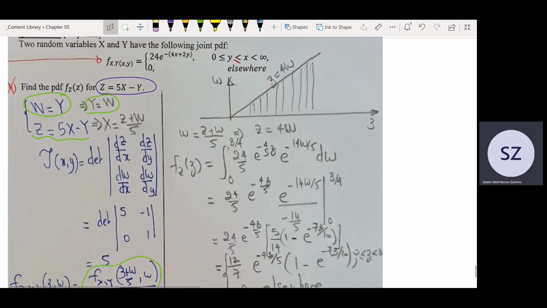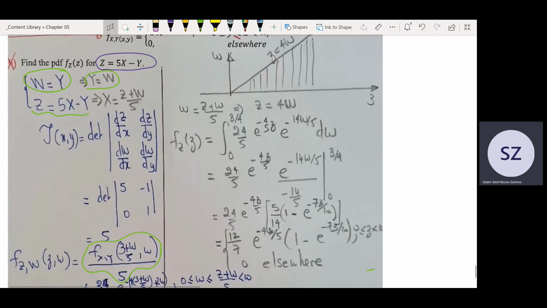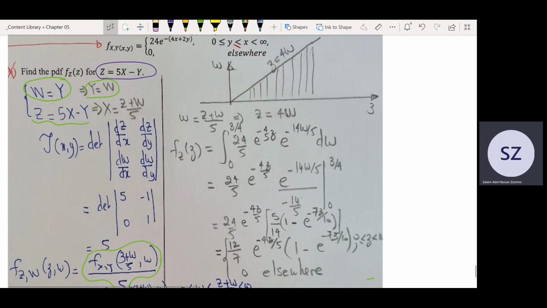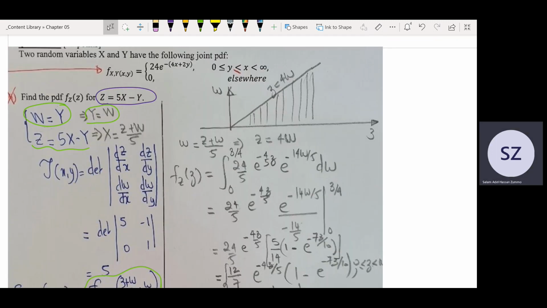So basically, what do we have here? We need to find the relationship between W and Z. So you can see that W equals Z plus W over 5, right? So simply you need to find what Z is. Z is equal to 4W. Because Z equals 4W, you can draw a line here.